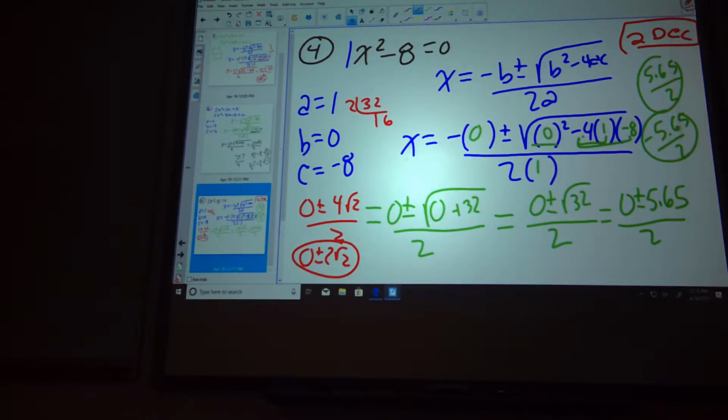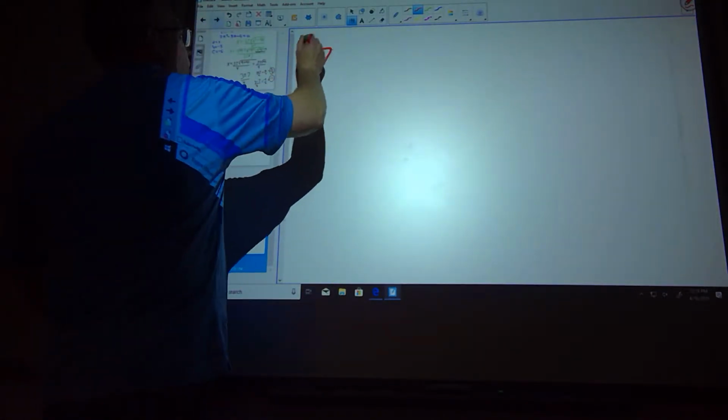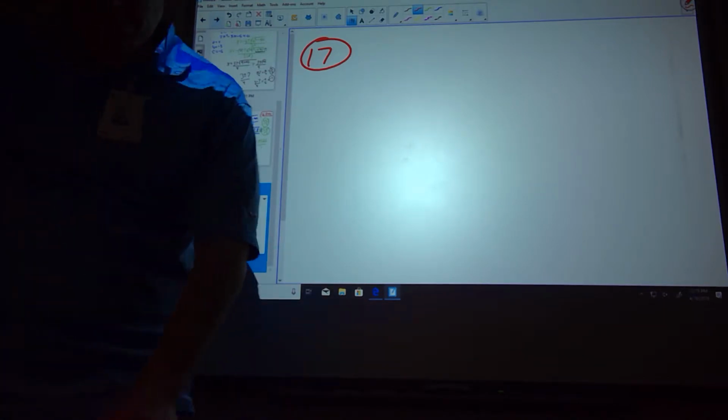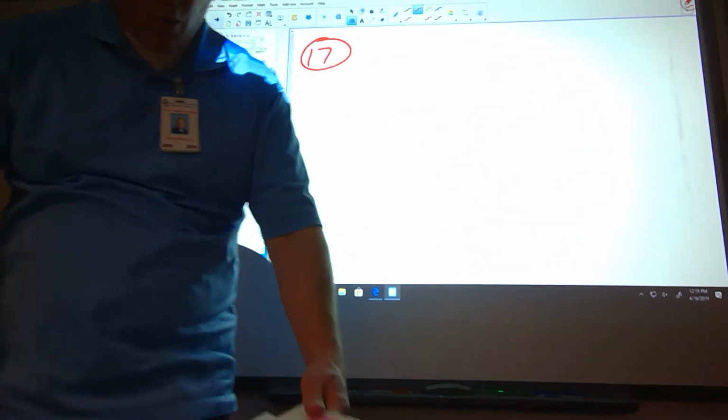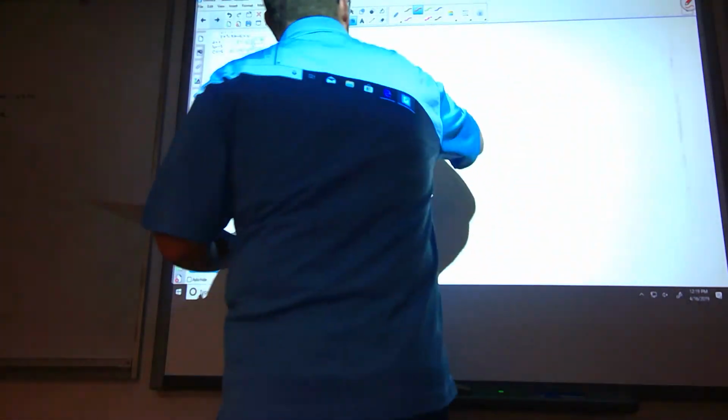Anything else from the homework you want to see? Oh, I have one. Yes, ma'am. Number 17. Ooh, good one. Look at that.